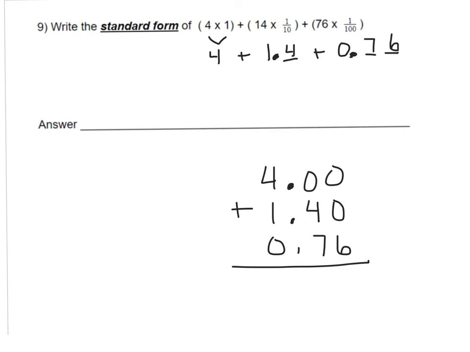So first column, 0 plus 6 is 6. Next column, 0 plus 4 is 4, plus 7 is 11. Bring down my 1, carry my 1, and bring down my decimal. And then last column, 1 plus 4 is 5. 5 plus 1 is 6. 6 plus 0 is still 6. So the correct answer for this one, which was a little tricky, is 6 and 16 hundredths.